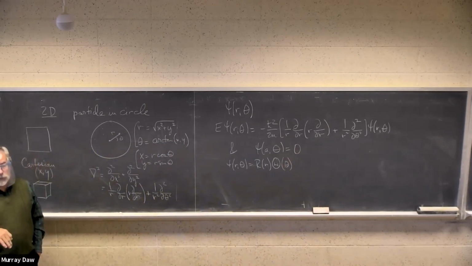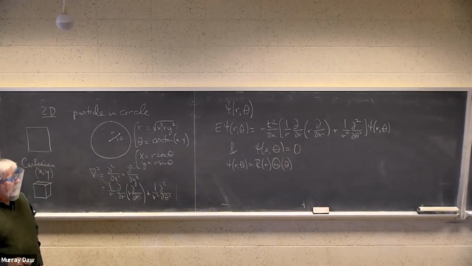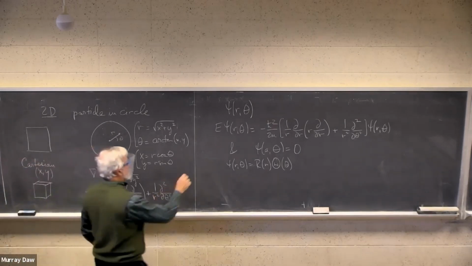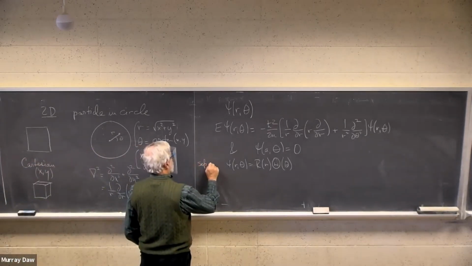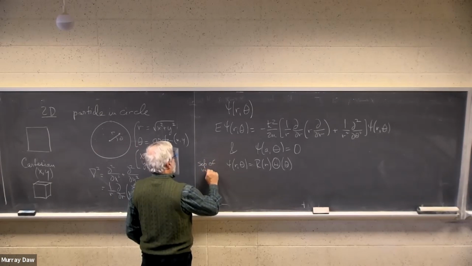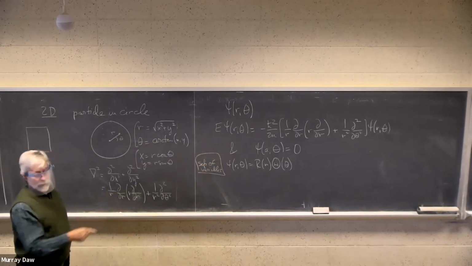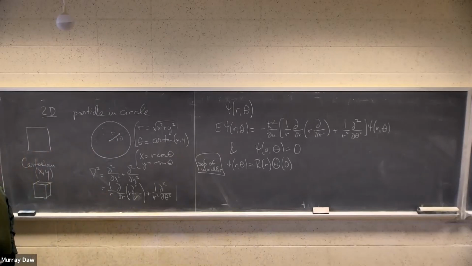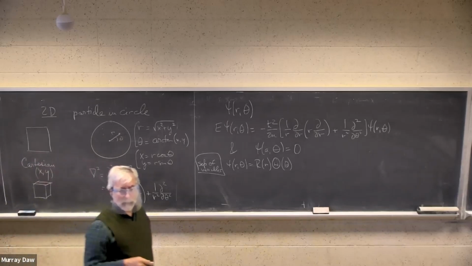Two functions, one each of r and theta. So we'll try separation of variables. And this problem of the particle inside of a circle does nicely separate. And so you'll get one equation for the radial component and one equation for the angle. I don't want to go through all of this right now, but I will show you what the result is for the angle. Yes, sir.